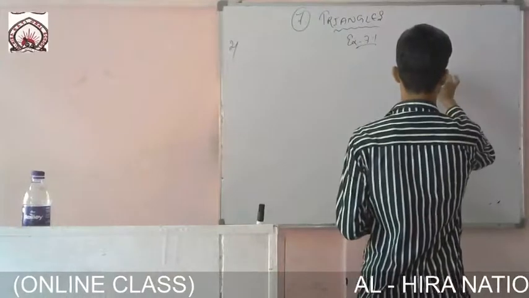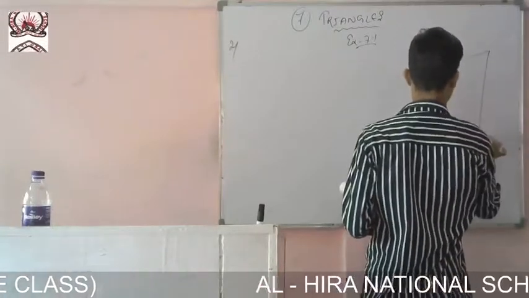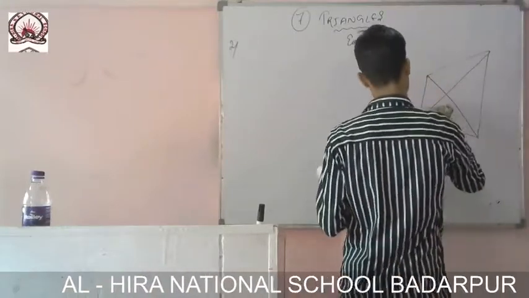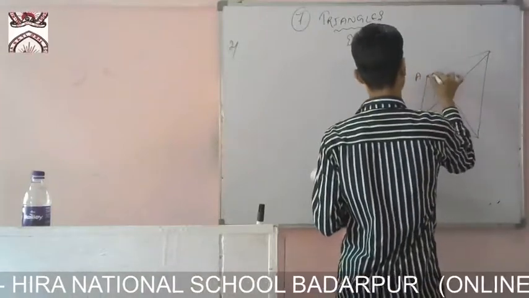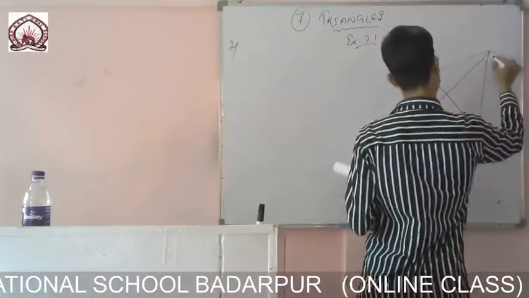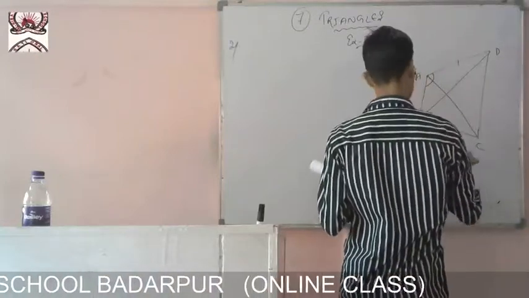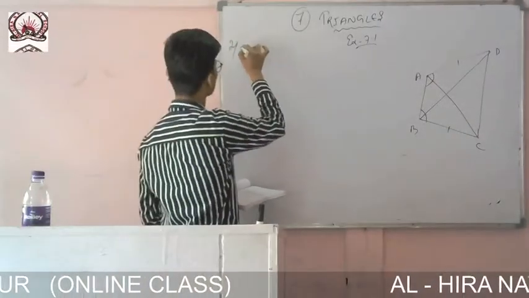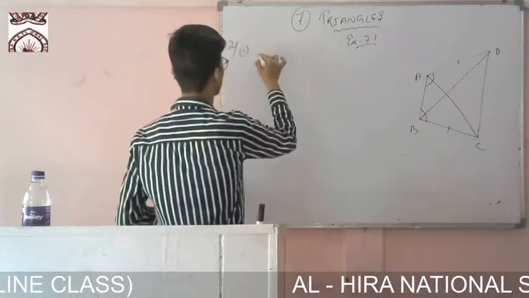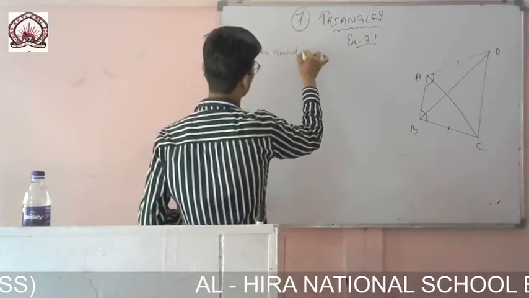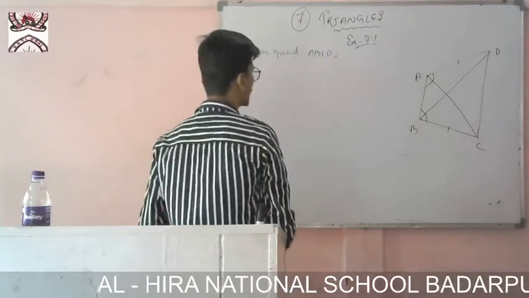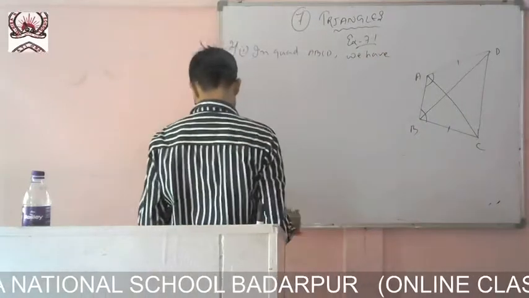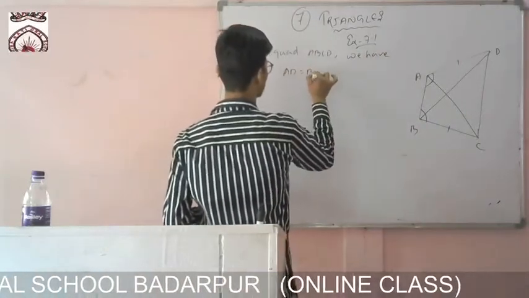First of all, I will draw the quadrilateral. So B, A, C, D, this one. So it is given. Let me solve the first question. In quadrilateral ABCD, we have AD equals BC.